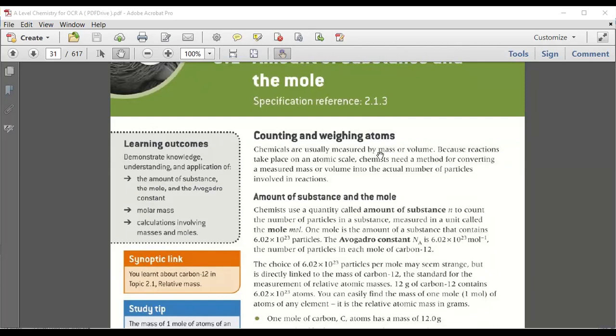Chemicals are usually measured by mass or volume because reactions take place on an atomic scale. Chemists need a method to convert these measured masses or volumes into the actual number of particles involved in the reaction. Now, why are they doing this? What is the need of doing this? I will start with the mole concept.